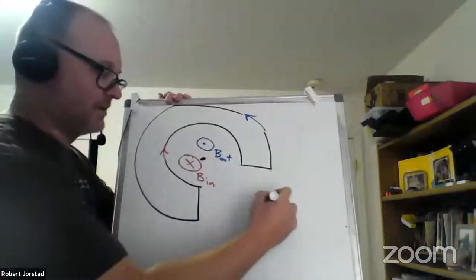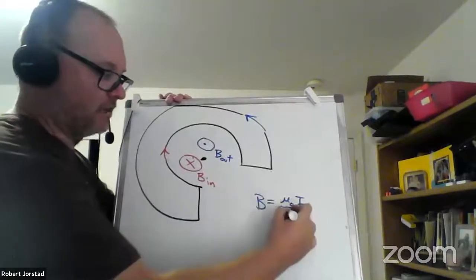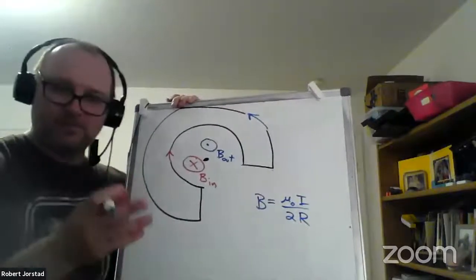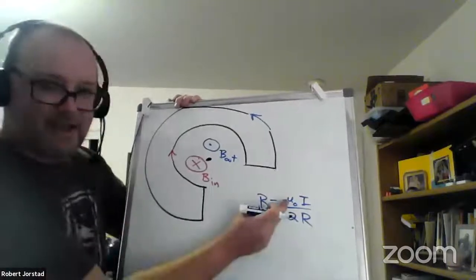So here's the formula, right? For a full circle, mu naught I over 2r. And you say, wait, it's a circle. Shouldn't there be a pi in there? Oh, but physics is hard. Oh, but physics is really hard. There is a pi hidden in the mu naught.